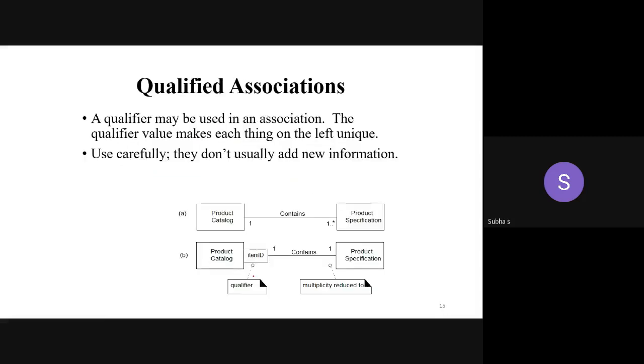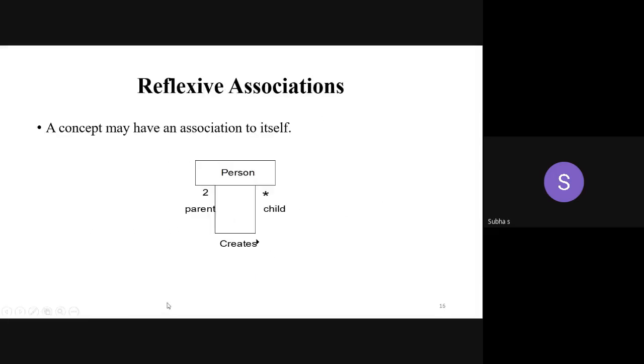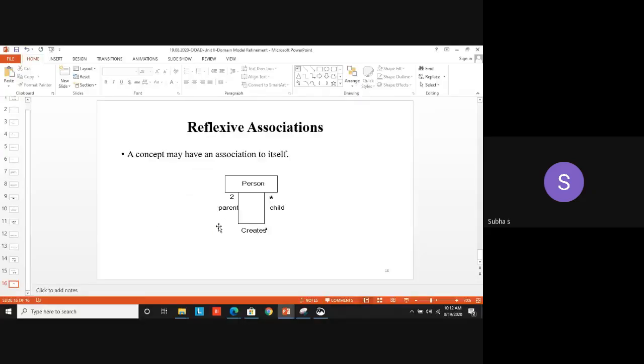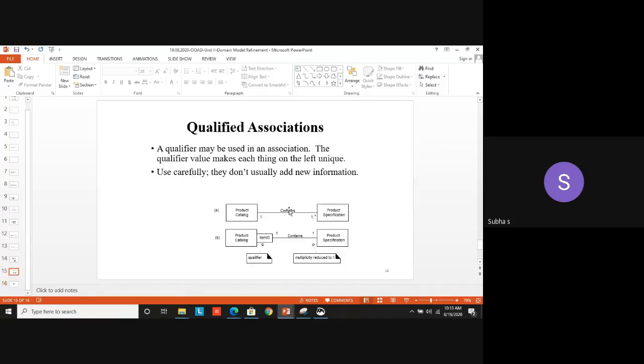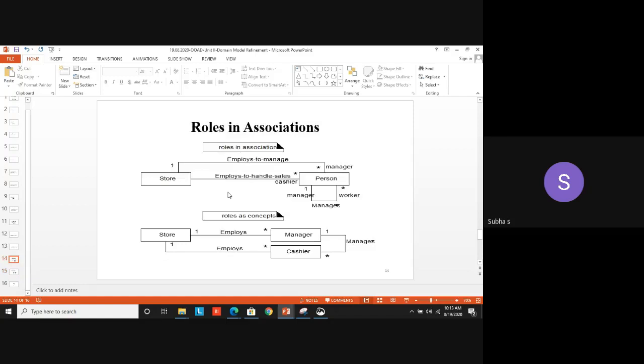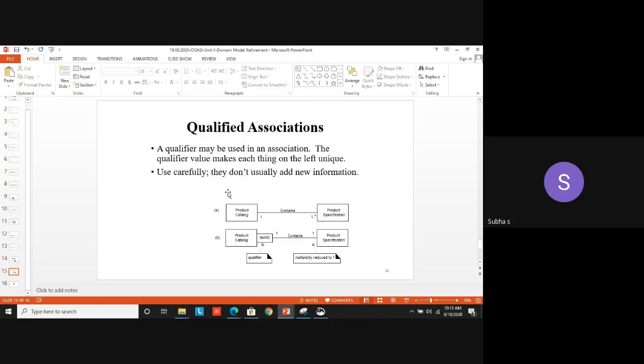Next, two things we will discuss in the next class: qualified association and then reflexive association. These are related to association only. Very simple thing. If any concept is associated to itself, then that is reflexive association. Qualified means I am giving some attribute as a qualifier. In DBMS you might have seen this. It will take less than one minute only.